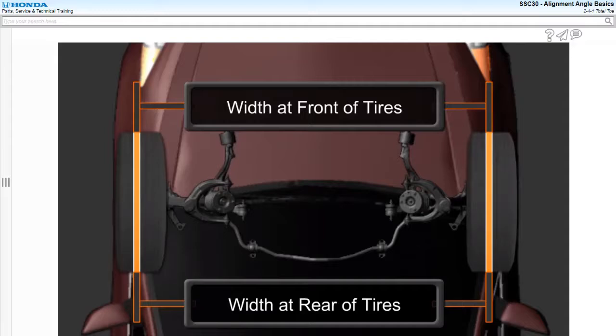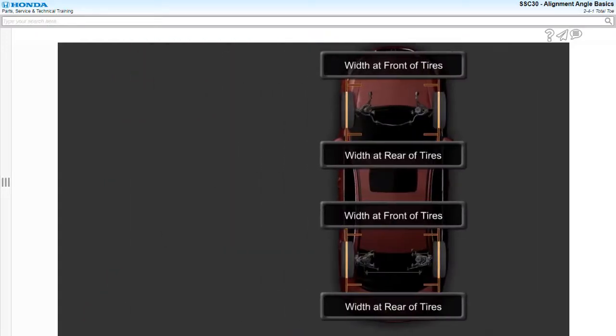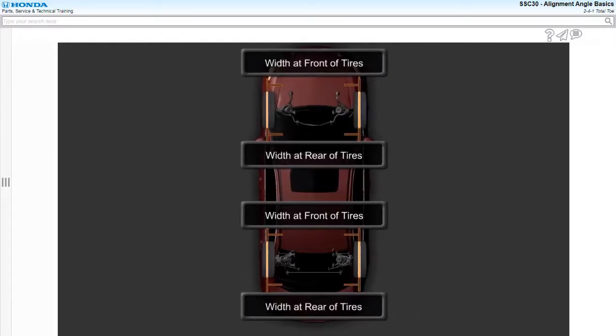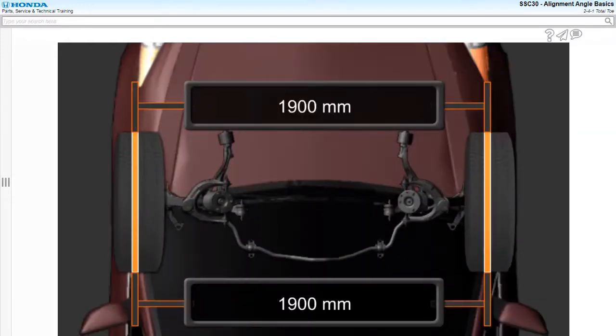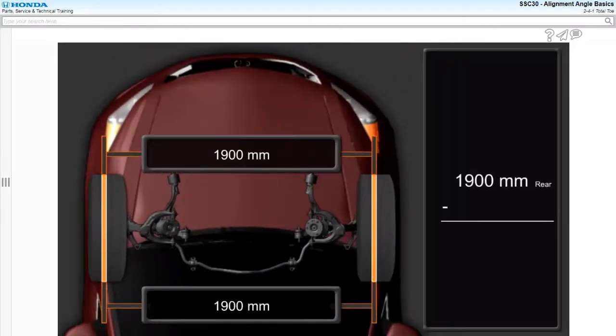Toe is the comparison of the distance measured between the front and rear of the tires on the same axle. Toe is calculated for both the front and rear axles. Toe is important because it has an effect on tire wear, handling, and steering wheel alignment. Toe is represented by a measurement in either millimeters or inches, calculated by taking the distance between the rear of the tires and subtracting the distance between the front of the tires. This measurement is called total toe.